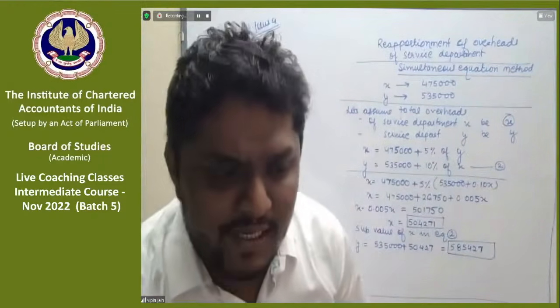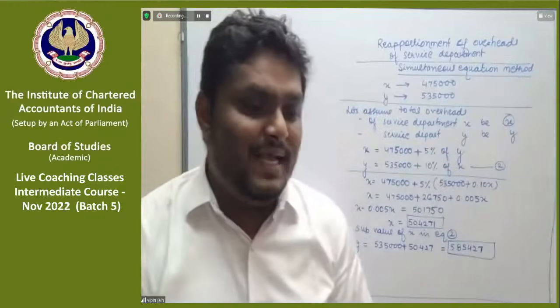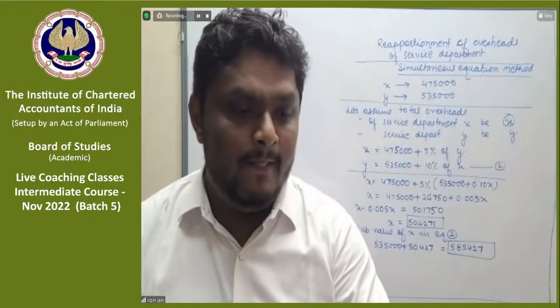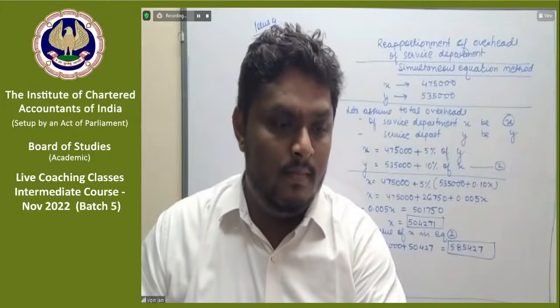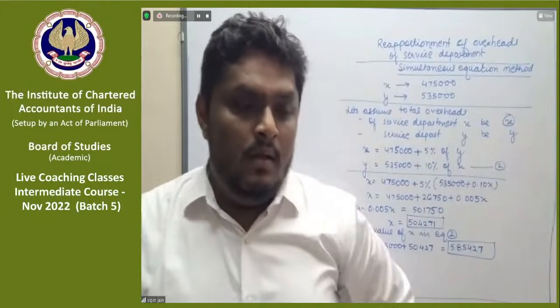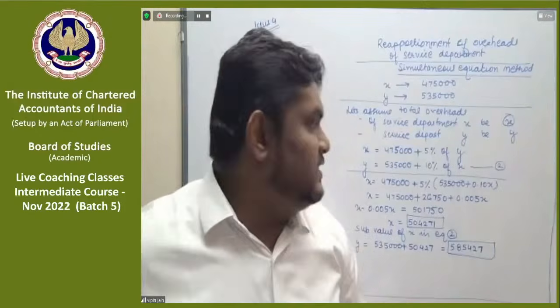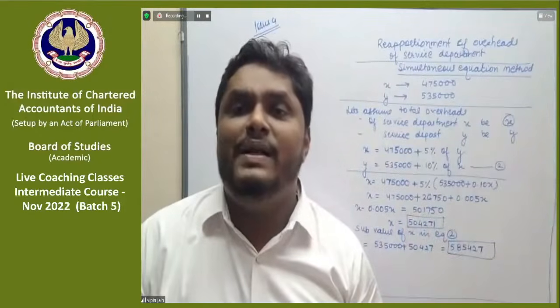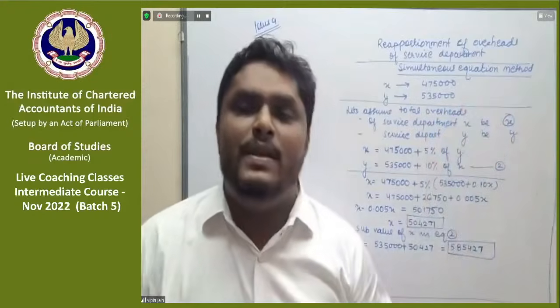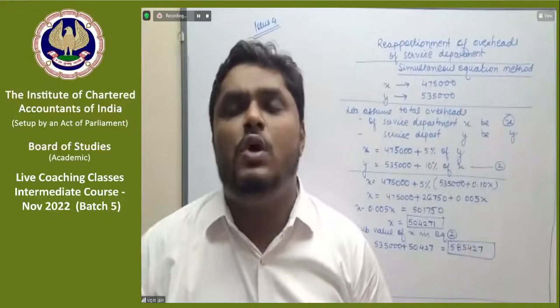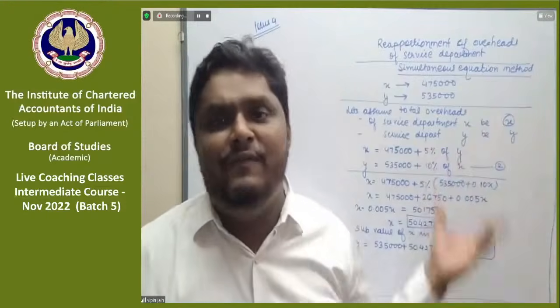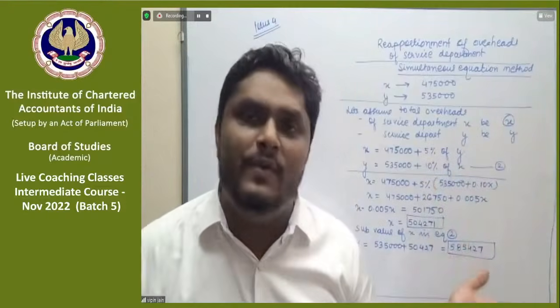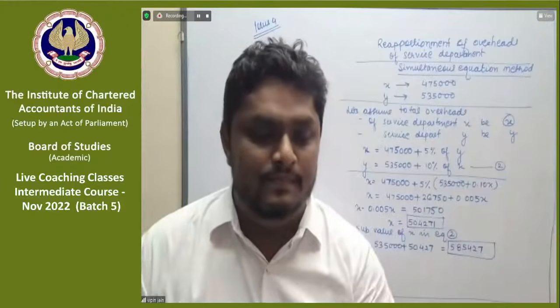If you guys have any doubts in this calculation, you can please ask me. I'm just explaining how to solve the simultaneous equation method. In the book, they are not solving with simultaneous equations, but since I have to discuss this concept, I have taken this example, illustration number 4, for more clarity.